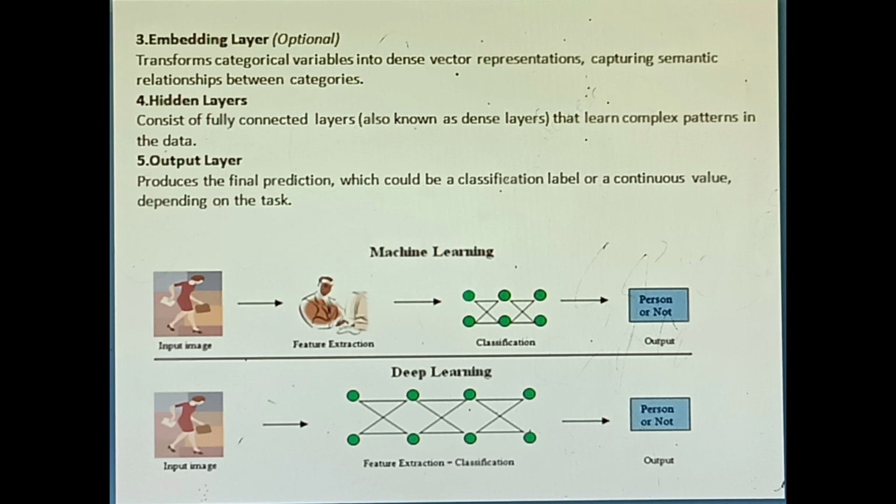We know that machine learning accepts raw data and gives the output, the final prediction. And below I have represented a diagram for machine learning. First input image, next feature extraction, classification, output, person or not. The input image is a person and the features have been taken. Later it classified and gave the prediction, person or not.